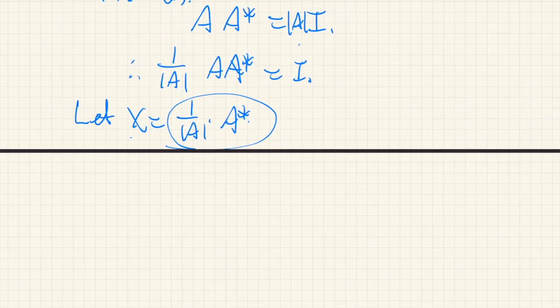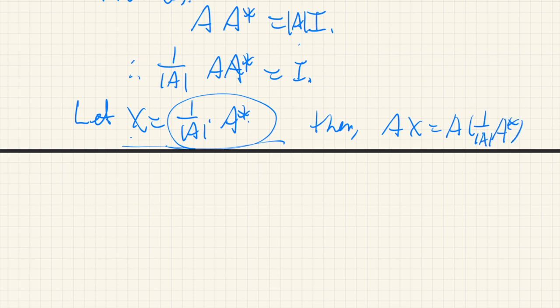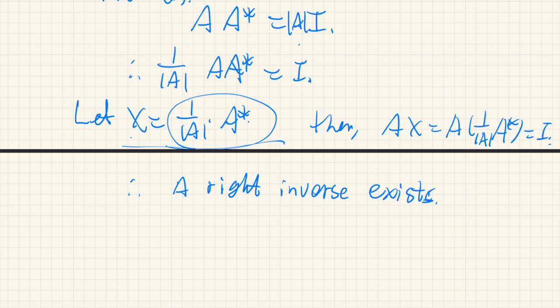Let X be this, then A times X is A times 1 over the determinant of A times A adjugate, and that is equal to the identity matrix. Therefore, a right inverse exists. And we are done.